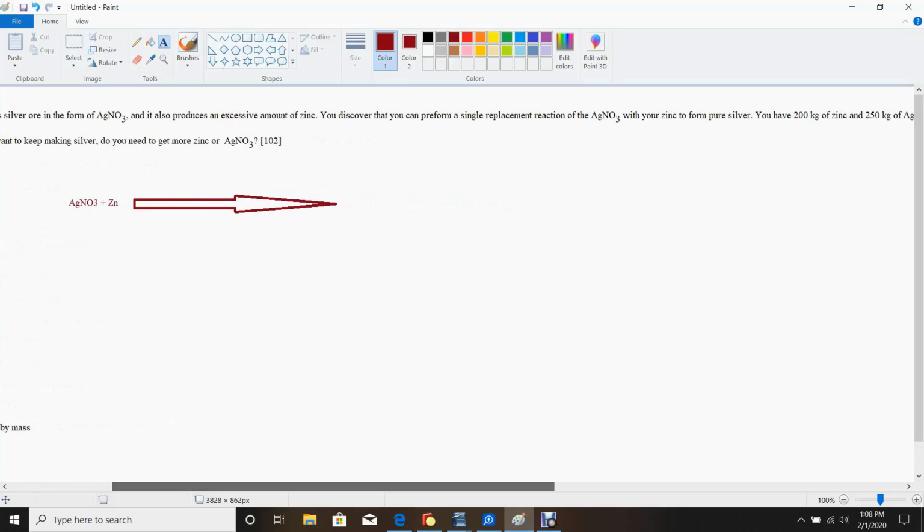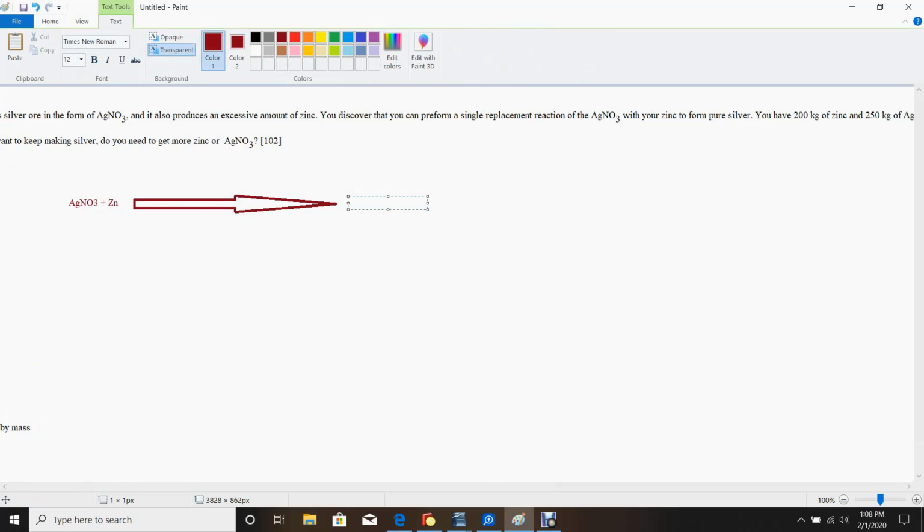The other side of the equation, let's work out what we have. The problem tells us that it's going to form pure silver. So one of our products is going to be Ag. There's another product, though. There's got to be another product because everything coming into the equation goes out of the equation. So there's zinc over here, and there's the NO3 group.